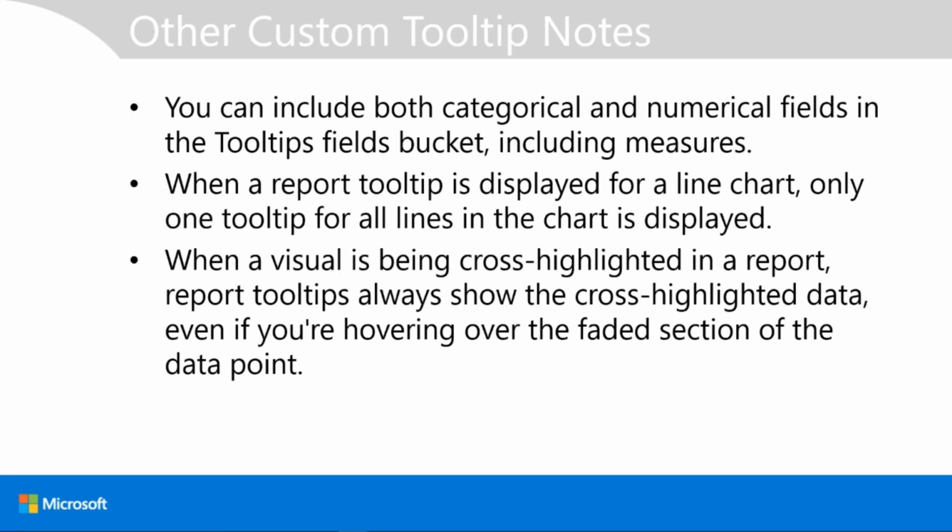You can include both categorical and numeric fields in the tooltip fields bucket, including measures. And when a report tooltip is displayed for a line chart, only one tooltip for all lines in the chart is displayed. When a visual is being cross-highlighted in a report, report tooltips always show the cross-highlighted data, even if you're hovering over the faded section of the data point. So let's take a look at this in the Power BI desktop.